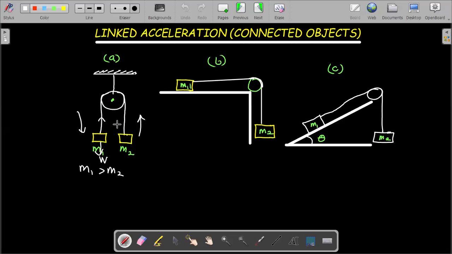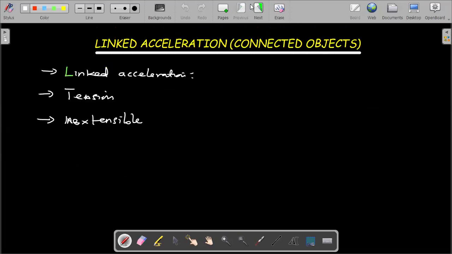The string connecting M1 and M2 here is inextensible. The string connecting M1 and M2 here is also inextensible. And for the third case, the string connecting M1 and M2 is also inextensible. So that's another very important concept that needs to be very clear when dealing with linked acceleration of connected objects.